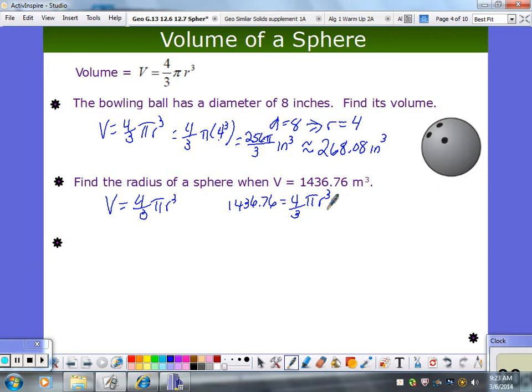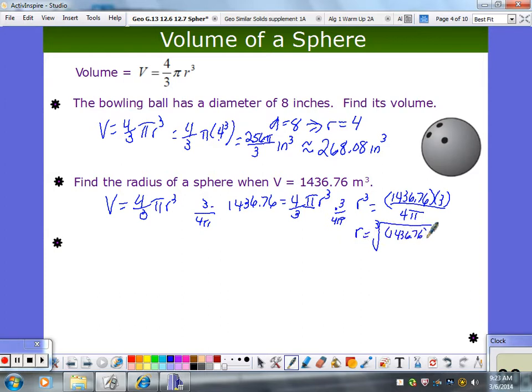So we're going to isolate our cube first. How do I do that? Multiply both sides by 3 over 4 pi, right? Multiply by the reciprocal. And that's going to give me our cube, times 3 over 4 pi. Then if I want r, I want the cube root of this thing. So r is going to be the cube root of this whole thing.